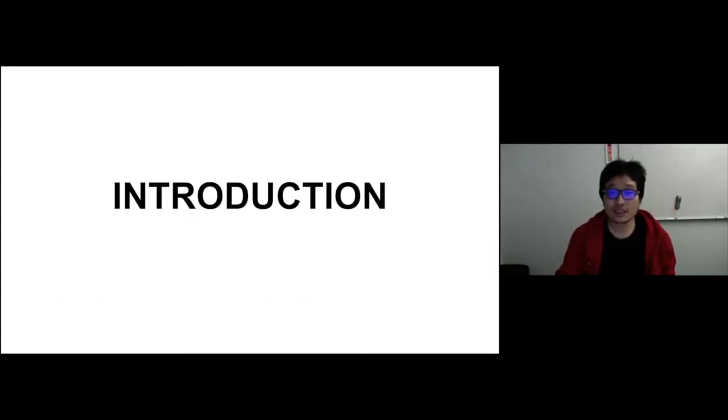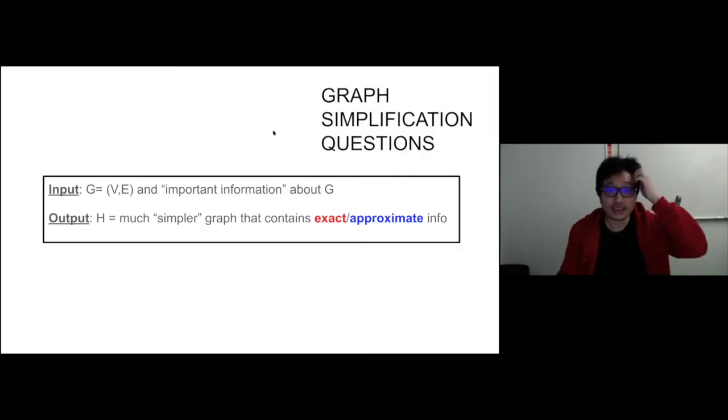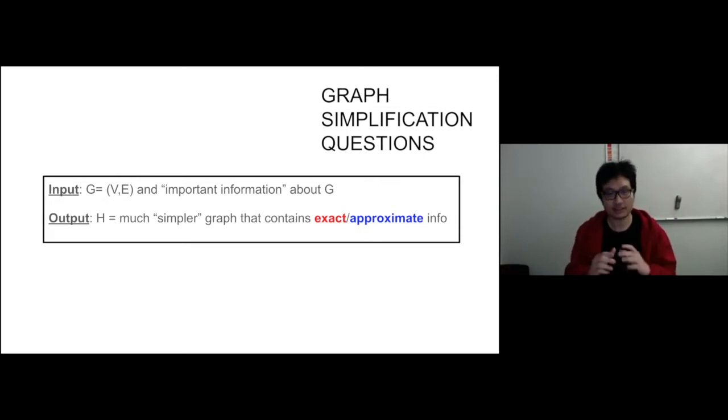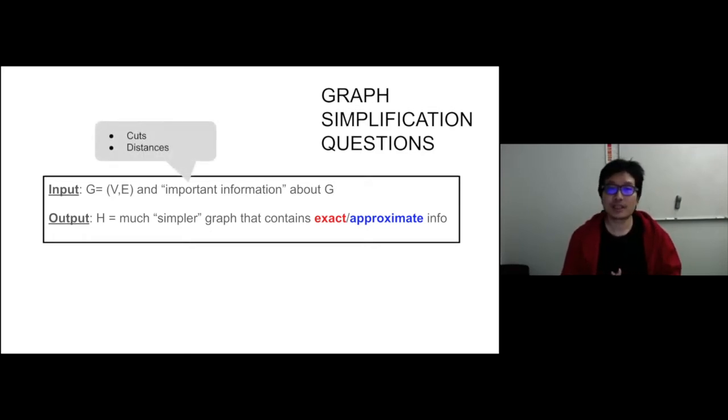This talk is, in a broad theme, about graph compression or graph simplification questions, but we will look at the parameterized version of it. So what is this graph simplification question about? In a broad view, you are given some graph G and some important information that we want to maintain. The goal is to construct a much smaller graph that contains exactly the same information or approximate information. Depending on the situation, the meaning of approximate and the size of the graph we want could be different. This question actually appears a lot in the literature of graph algorithms, approximation algorithms and parameterized algorithms.